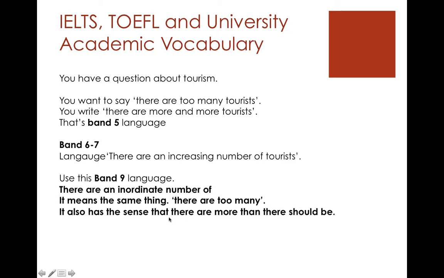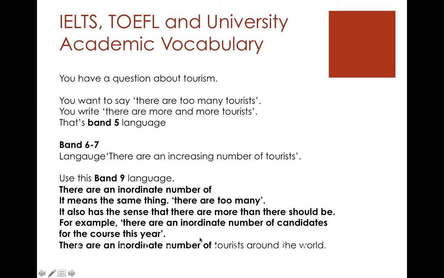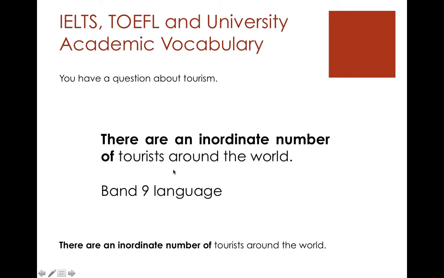It also has the sense that there are more than there should be for that situation. For example, there are an inordinate number of candidates for the course this year. There are an inordinate number of tourists around the world. So there's your phrase. There are an inordinate number of something. That's band 9 language.